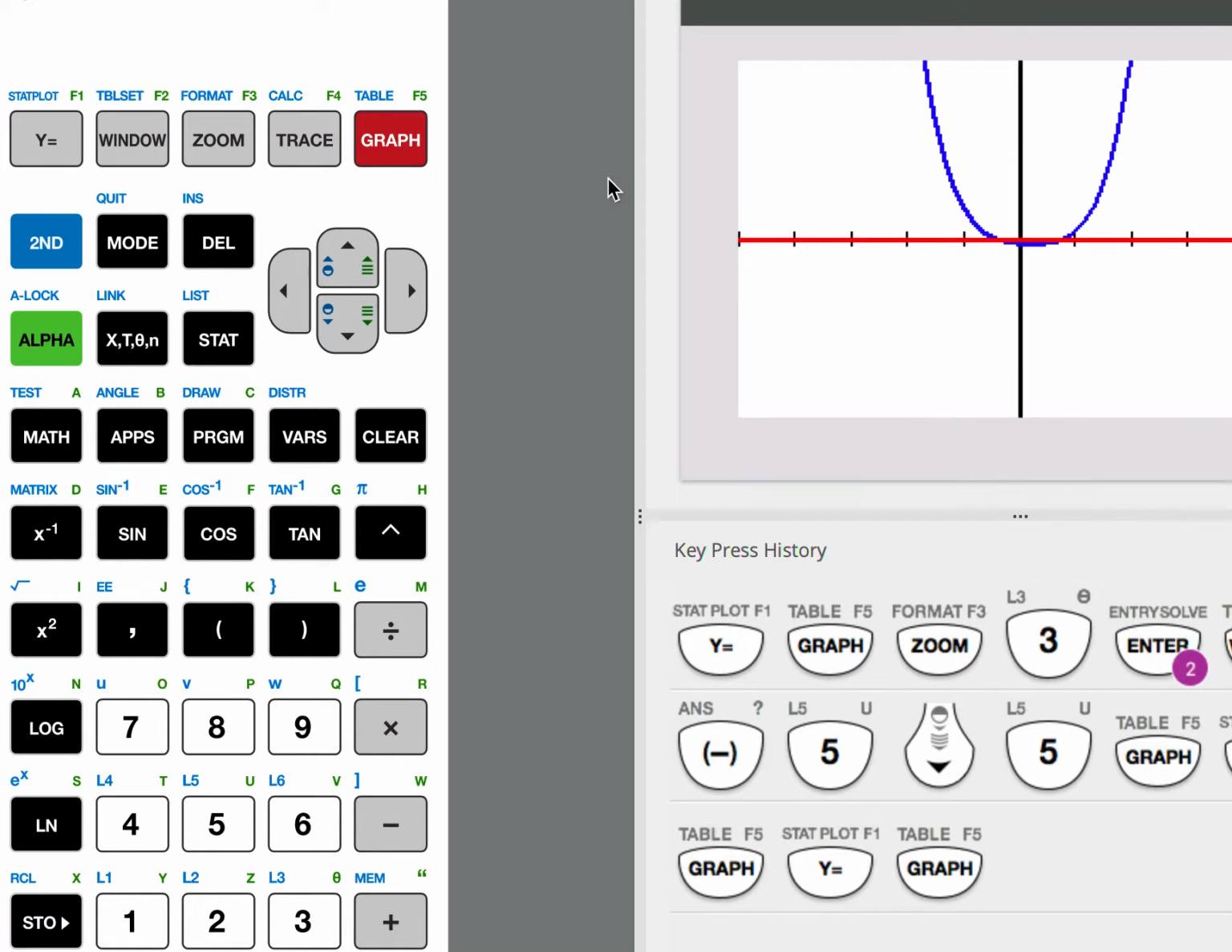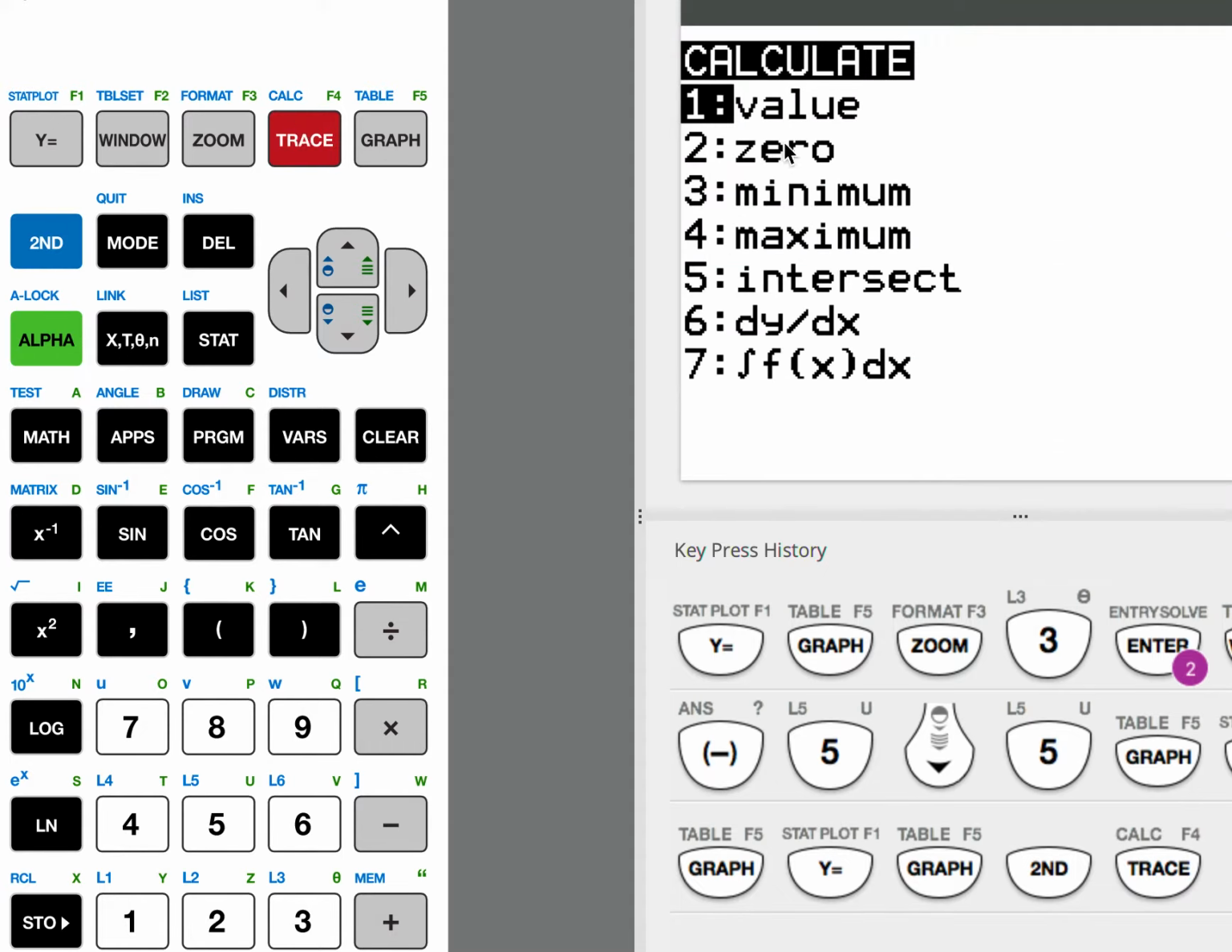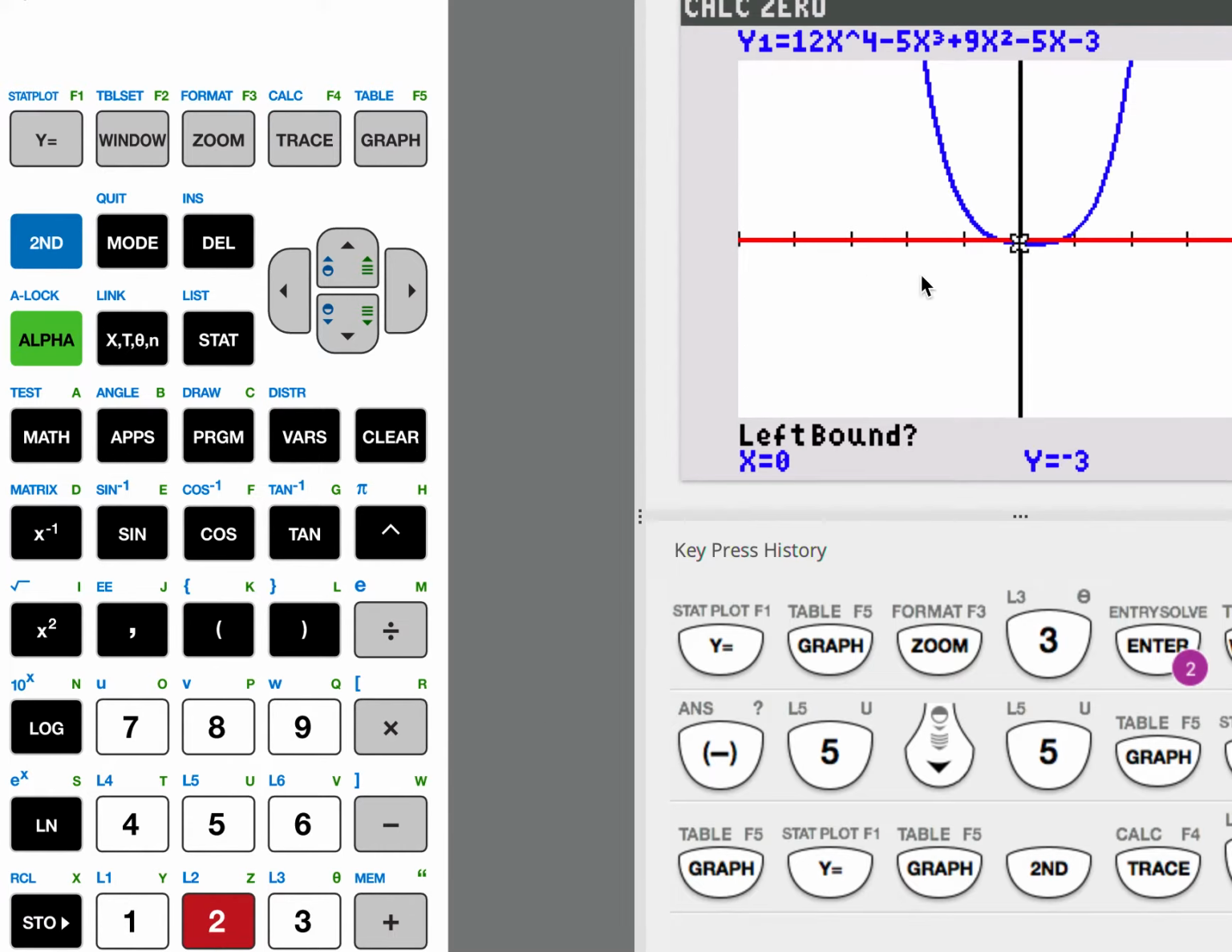The way I used to find those intercepts was I would go second, calc, and then I would find the 0, and you need to pinch on either side. I guess I might as well do it. I'll show you each way. So here's the left bound where I have to go over, and if I'm trying to find this 0 right here, I would make sure I'm on the left-hand side of it. I know because my y value is negative. That means I'm below the red line.